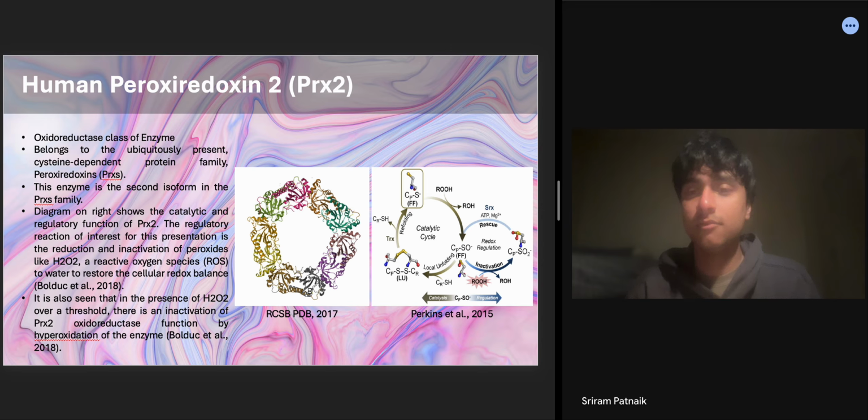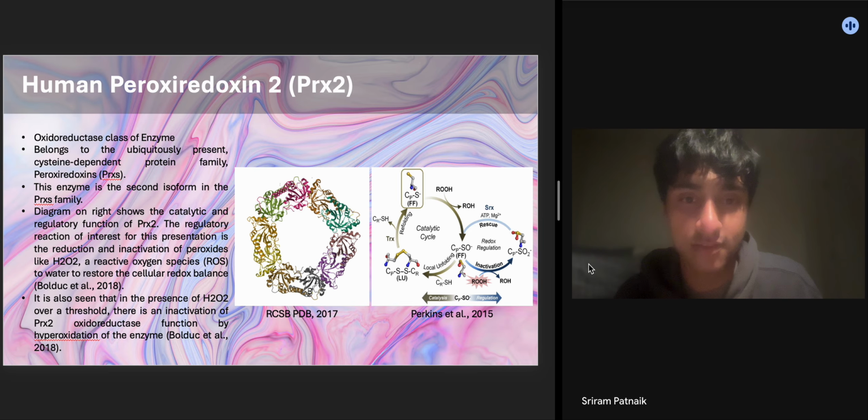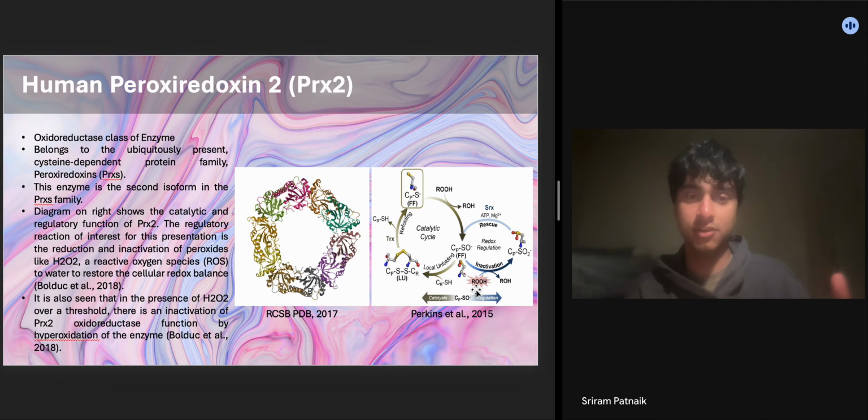It belongs to the widely present cysteine-dependent protein family, which is the peroxiredoxins, and it's only the second isoform in this family. There's plenty of isoforms. I think there's 7 or 8, but this is the second one. The diagram on the right shows its catalytic and regulatory functions. We're looking specifically at this inactivation function here, where it reduces a peroxide to a hydroxide, and specifically hydrogen peroxide to water reduction.